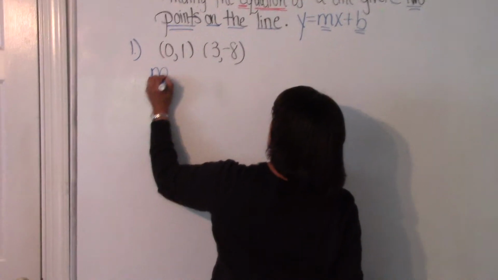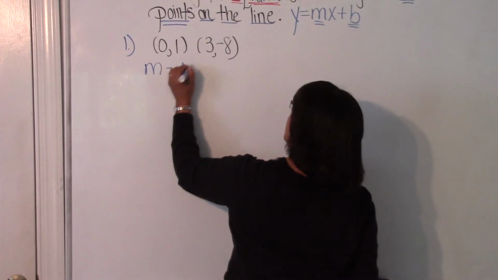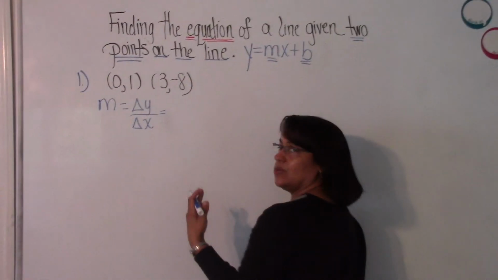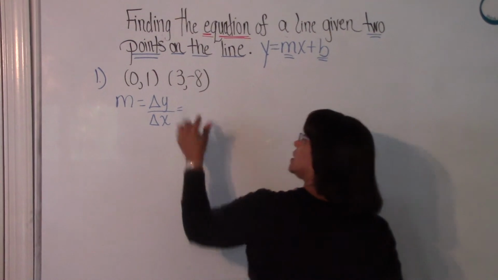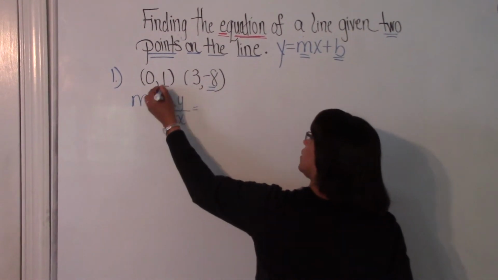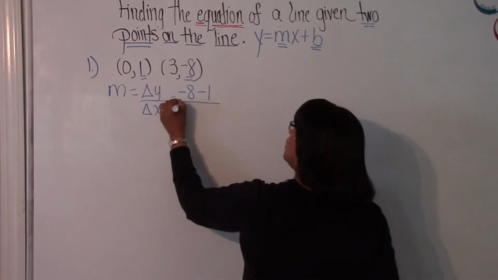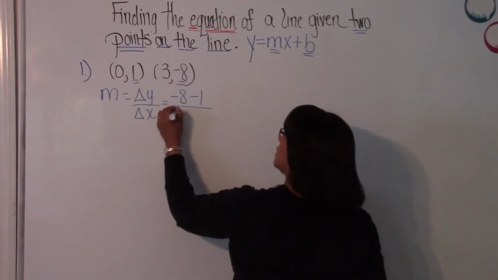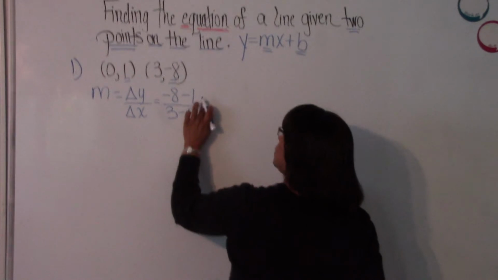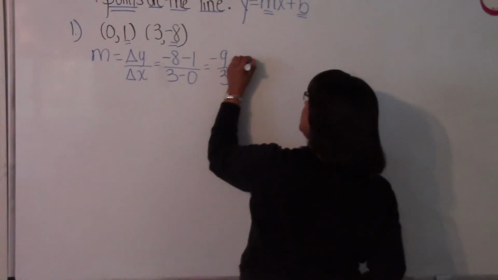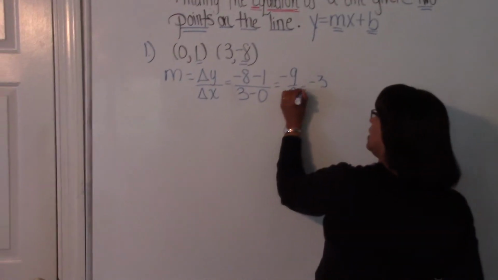Well, remember, slope is equal to change in y over change in x, which just means you subtract your y coordinates over your x coordinates. So your y's are your second coordinates. So -8 minus 1 divided by 3 minus 0. So the slope of this line is -9 divided by 3, which is -3. So now we have our m.